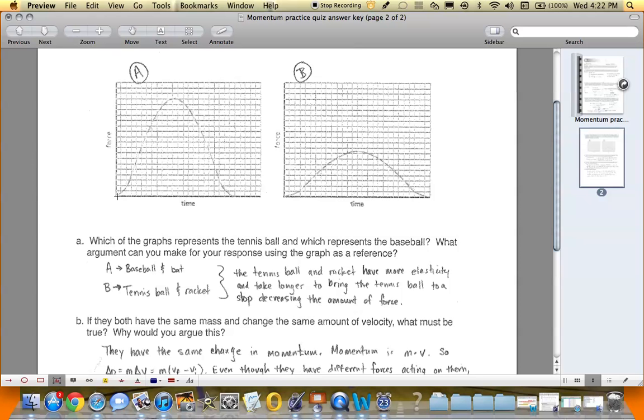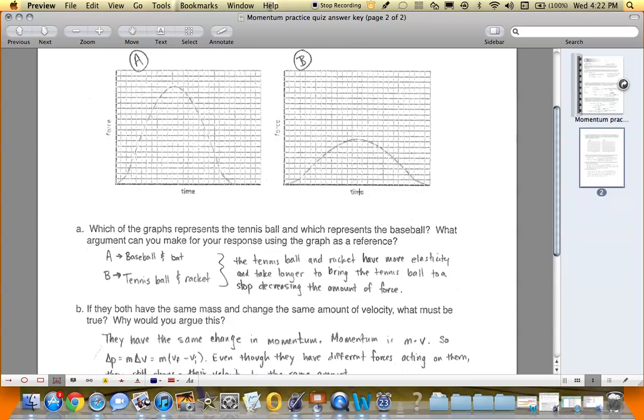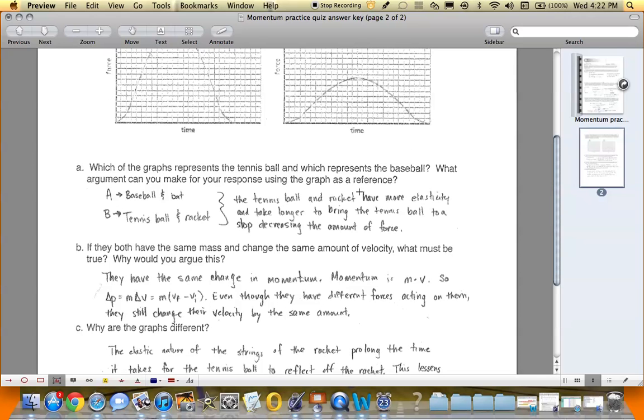A is the baseball bat because it occurs very quickly, so the force it takes to make it happen is very high. It's very similar to no airbag and an airbag. A would represent, very similarly, a car without an airbag. B would represent a car with an airbag. Airbags are meant to give you a cushion to prolong the time it takes you to come to a stop, reducing the force.